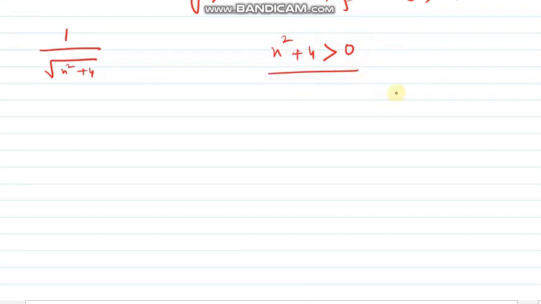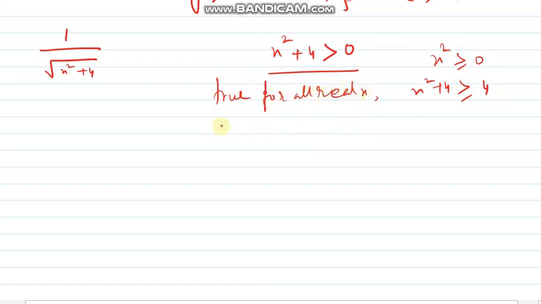Now we will discuss 1 divided by root over of x square plus 4. So x square plus 4 will be greater than 0, which is always true because x square is greater than or equal to 0. So x square plus 4 is ultimately greater than or equal to 4. So this is true for all real x, right? So the domain of this function will be all real numbers.